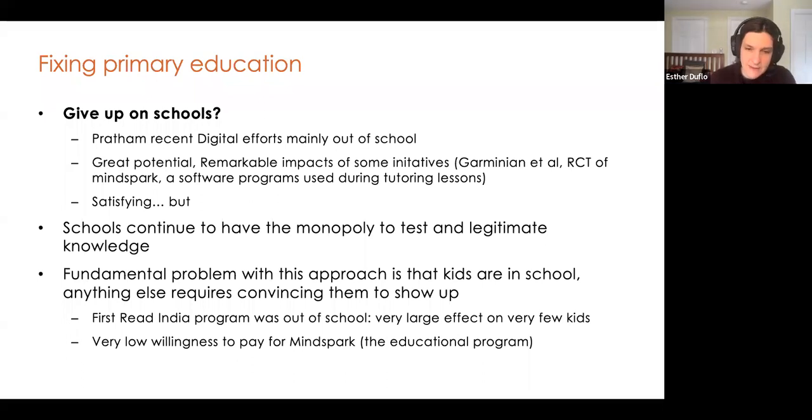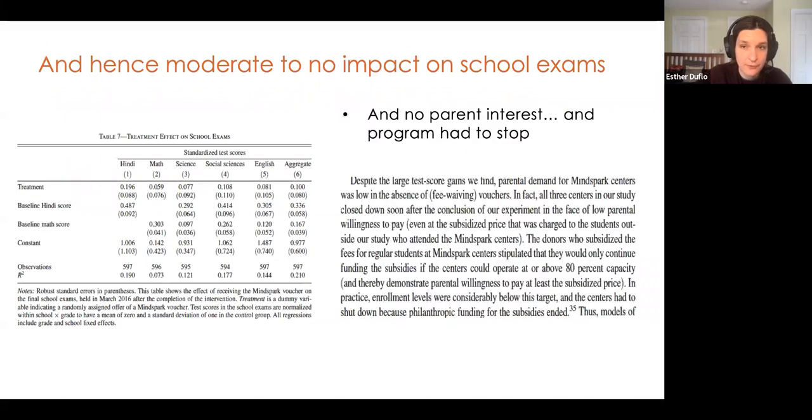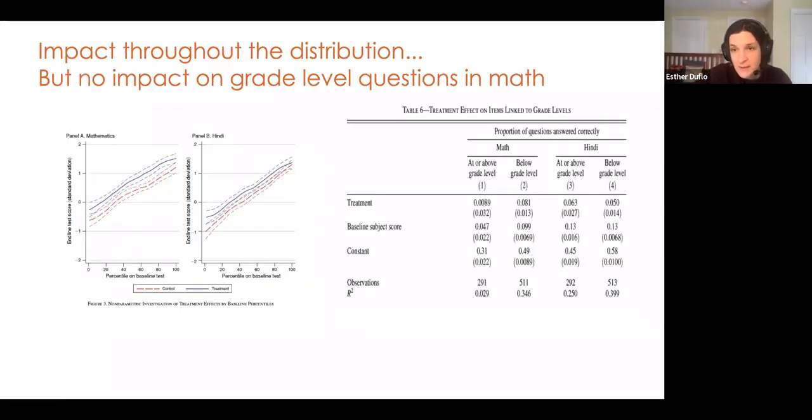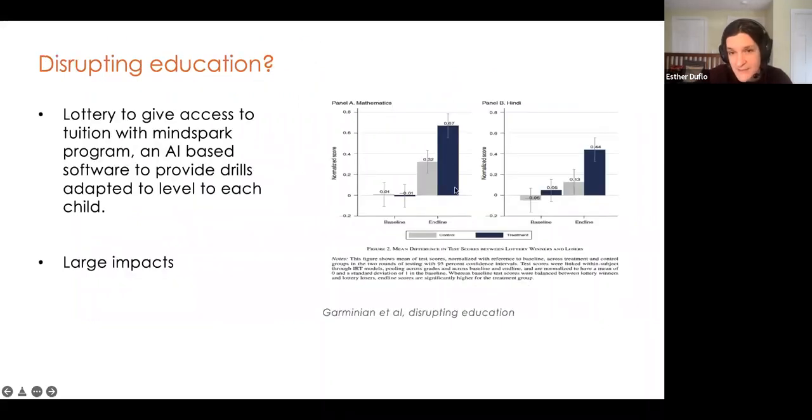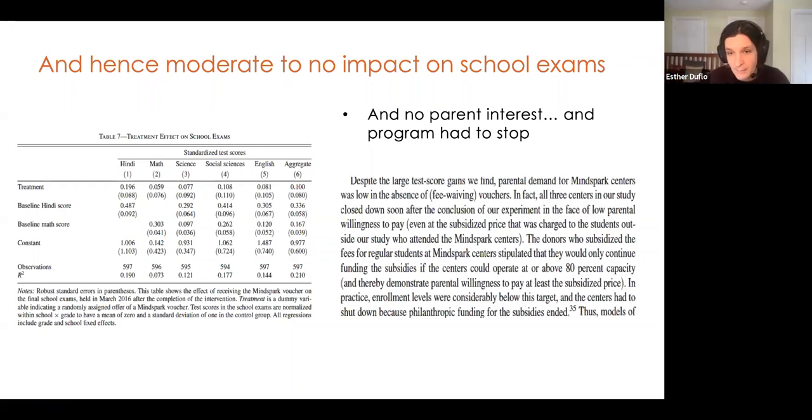Another issue that you're going to find in the study of the MindSpark, which you'll see a bit later, is that at the end of the day, the test scores, although they were enormous, didn't bring the kids to grade level, and therefore didn't really impress parents that it could help with passing exams. And there was very low willingness to pay for the program by parents once it was not free anymore. And that's an issue. I'm not going to spend too much time on that because you're going to see it with Karthik. But there was really this huge contrast between huge gains, here are the gains, tremendous gains, 0.6 standard deviation in math, 0.44 in Hindi. It's spectacular, but no gain on school exams, and therefore no parent interest, and the program had to stop.